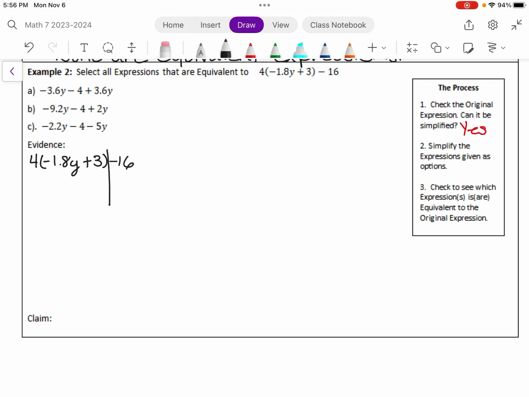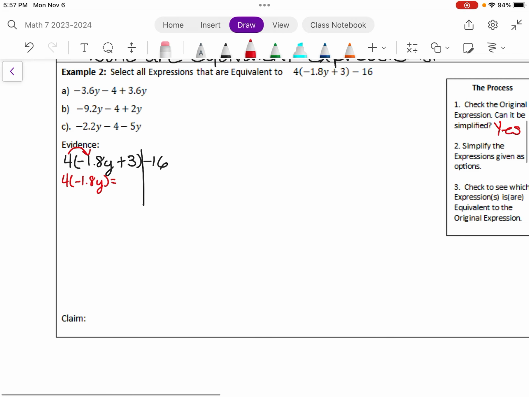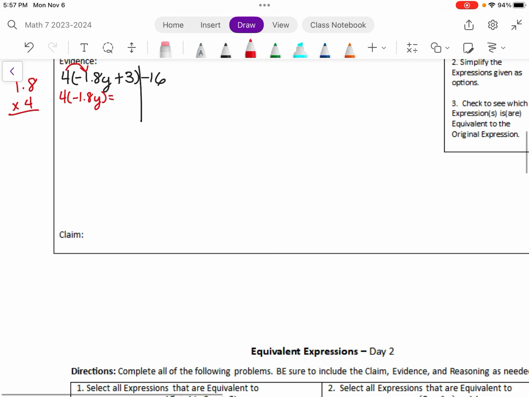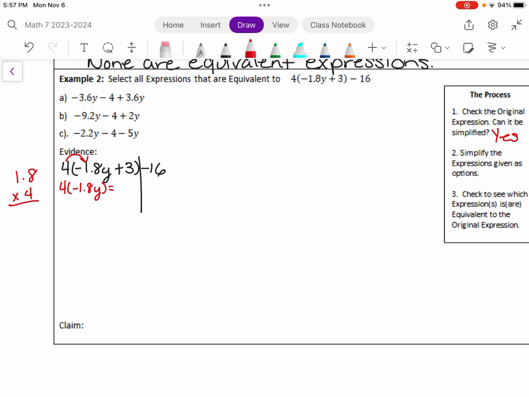Again, I'm going to separate that into 2 so that I can start distributing. So I have 4 times negative 1.8y. Okay. On the side, I am going to multiply these together. I have to see which one has the most digits. In this case, it is 1.8. 1.8 goes first, so it's 1.8 times 4. 8 times 4 is 32, so bring down the 2 plus 3 up here. 4 times 1 is 4 plus 3 is 7.